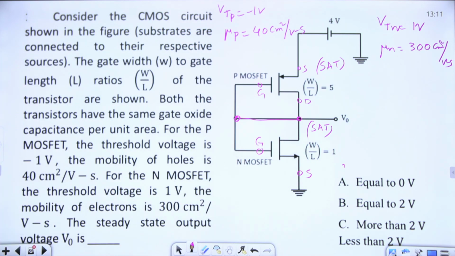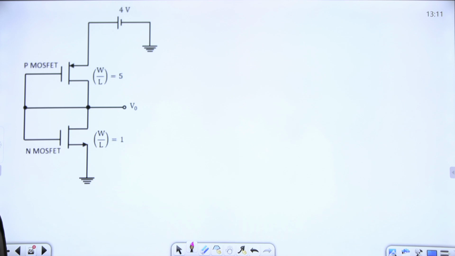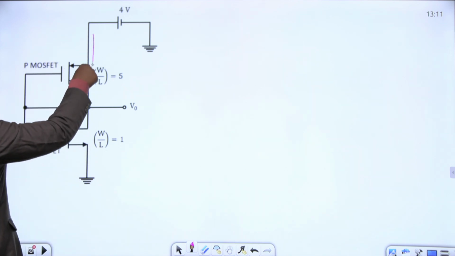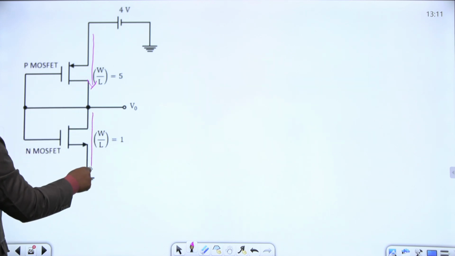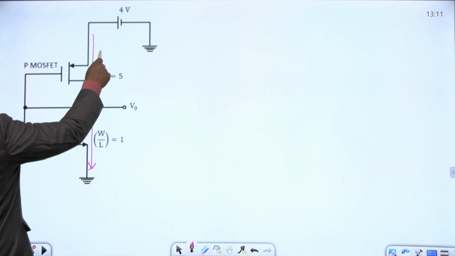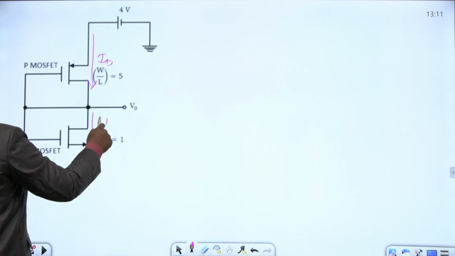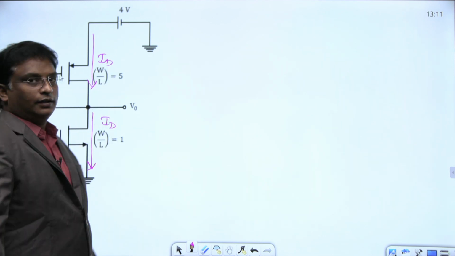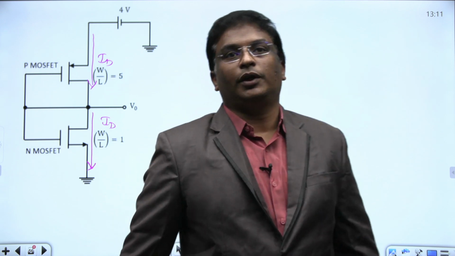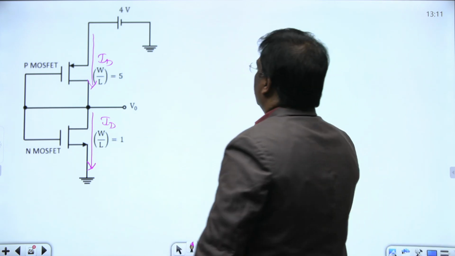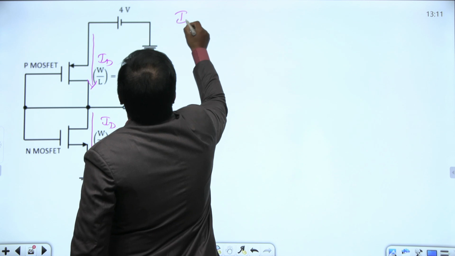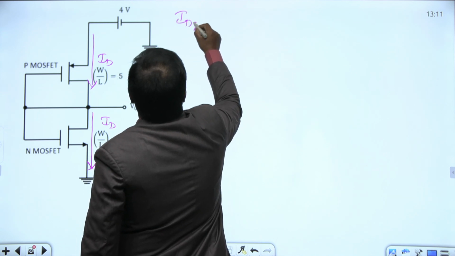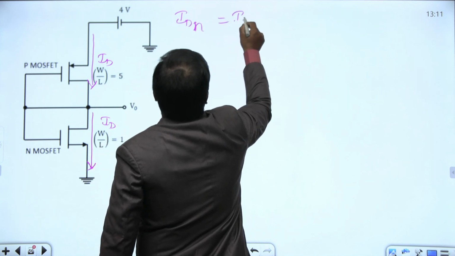Simple thing: both the transistors are in the saturation region. Whatever current flows here, the same current flows here. That's all. Simple, equate the currents. If you know the current equations of both PMOS and NMOS, we can do it easily. The current in NMOS equals the current in PMOS.